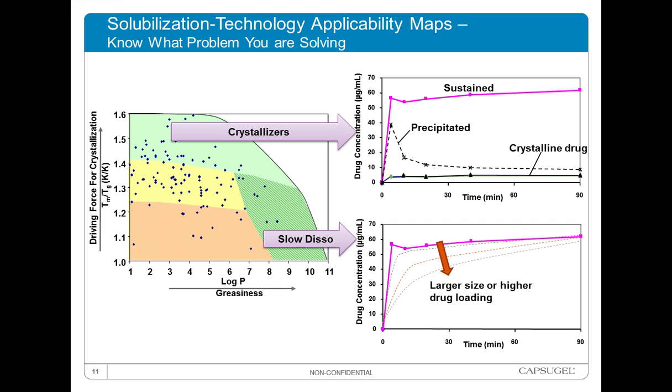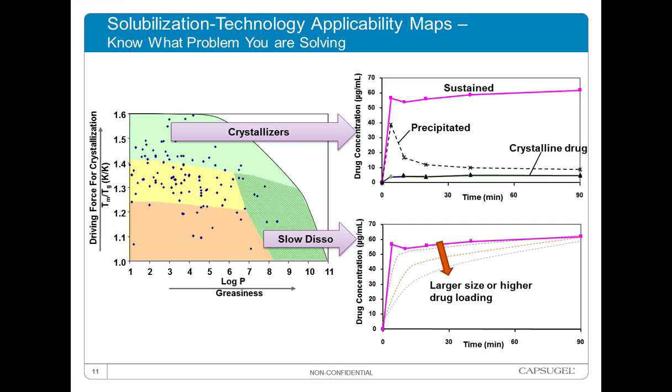So here's this plot again of log P or lipophilicity on the x-axis and this driving force for crystallization on the y-axis. Here I've divided it up into several sections, and the top section highlighted here is the section where we have a high driving force for crystallization, so a high Tm over Tg. And these compounds we tend to formulate at lower loading to try and inhibit crystallization both in the solid state as well as in solution upon dissolution.